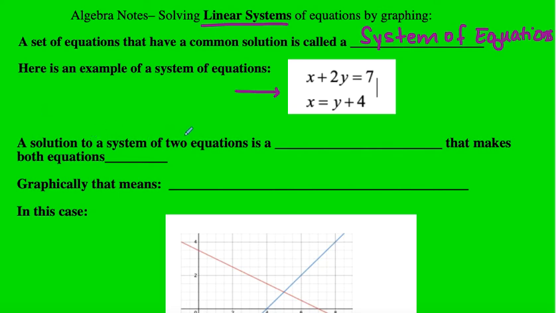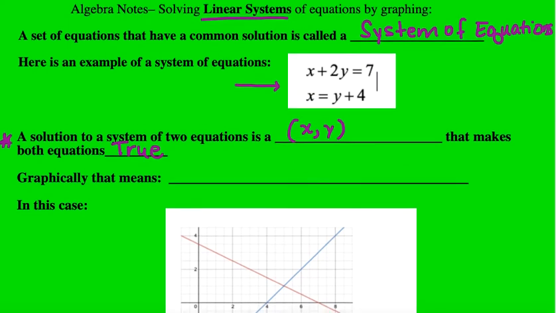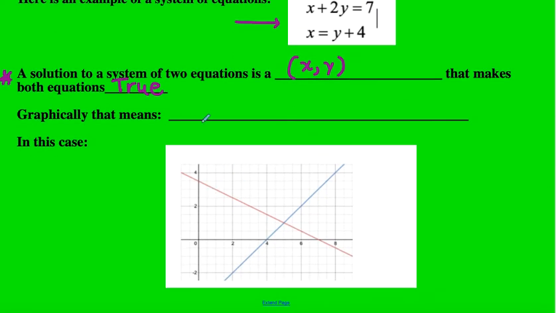Now, we're looking for their solution. A solution to a system of two equations is a point, an x comma y, a point that makes both equations true. That's the mathy way of saying the solution to a system. But I want you to think about that graphically. Graphically, that means it's where the two lines intersect.